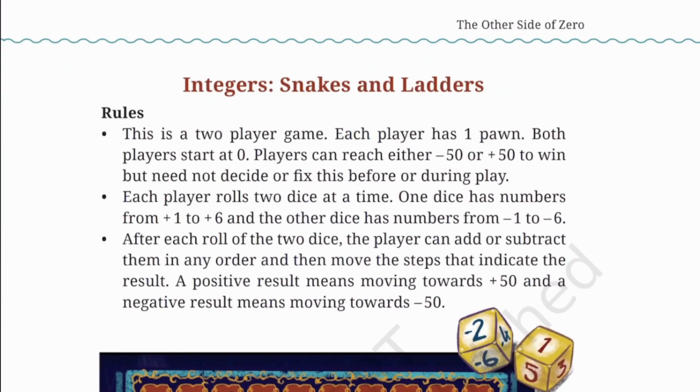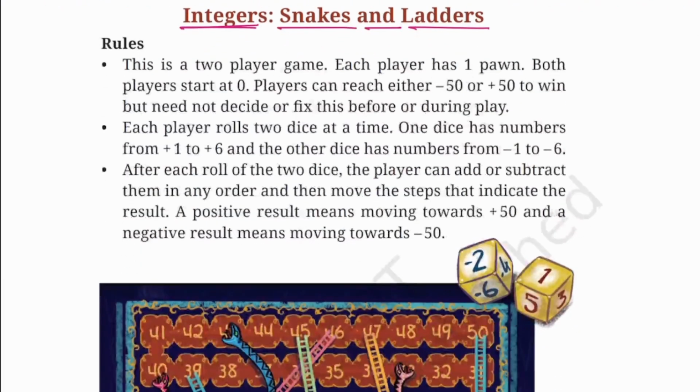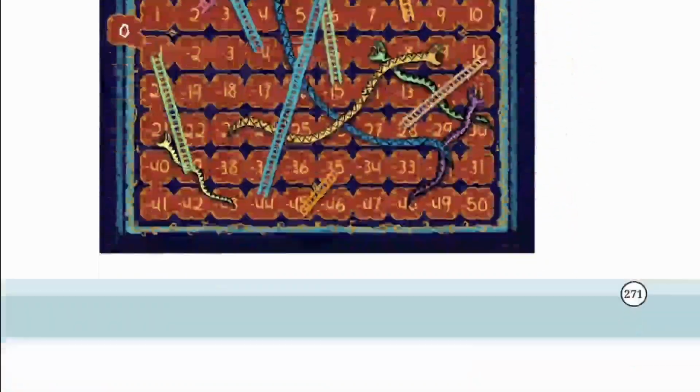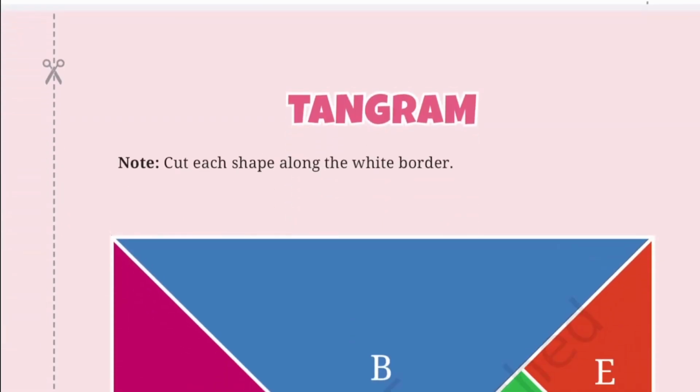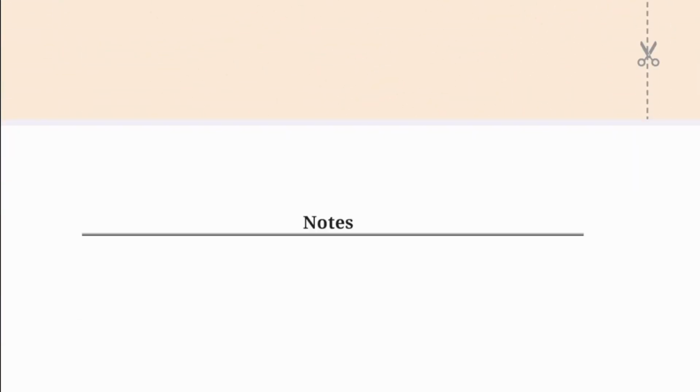You can see a game is given here, integers, snakes and ladders. Here a dot grid is given, a square grid here, a 10 grid here, and a fraction wall here. Similarly, tiles and space for notes.